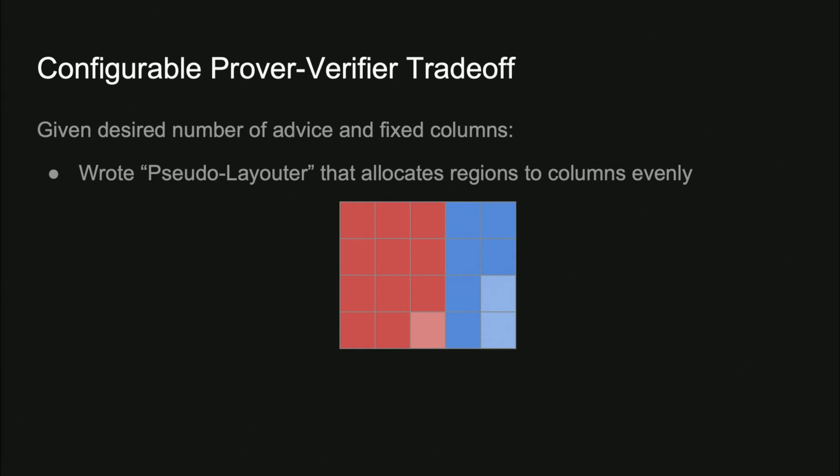And so in this way, we're able to obtain circuits that allocate regions across columns very evenly. Now, there's still some discrepancy, which maybe we could solve some optimization problem to improve. But we observed in practice this doesn't matter too much.